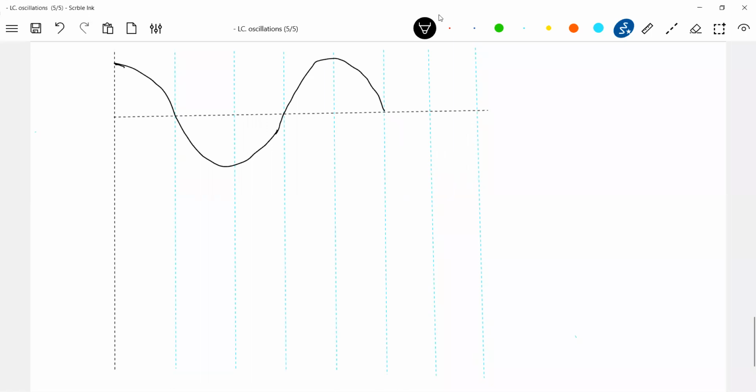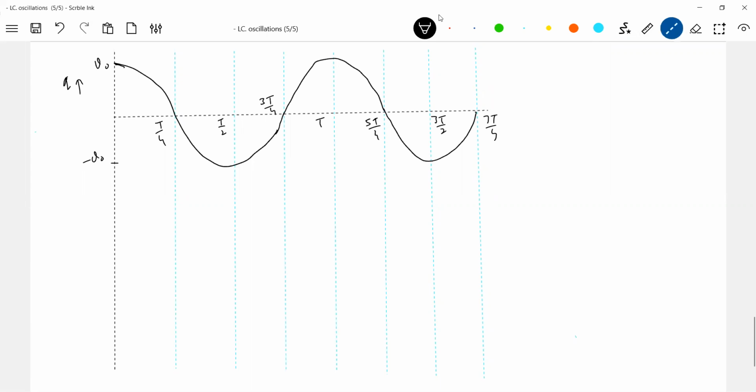Same value. No, this is Q naught. This is charge minus Q naught. This is T by 4, T by 2, 3T by 4, T, 5T by 4, 3T by 2, 7T by 4. If you want one more, 8T by 4 will become 2T. This is for 1.5 cycles, what we have shown.